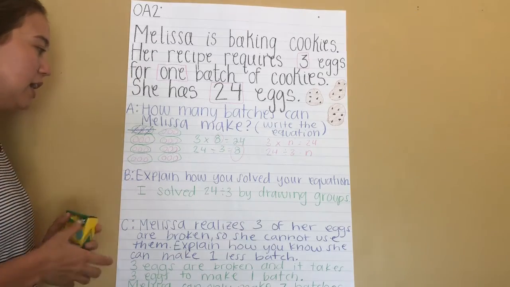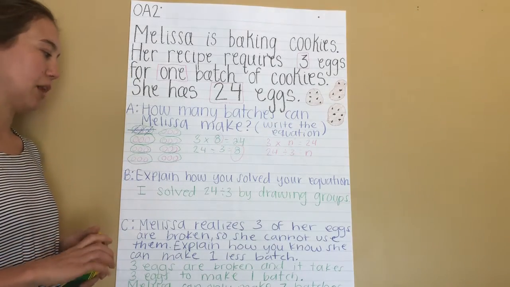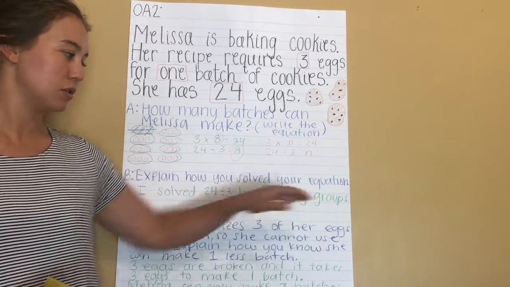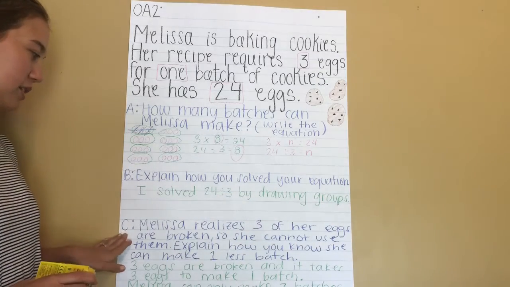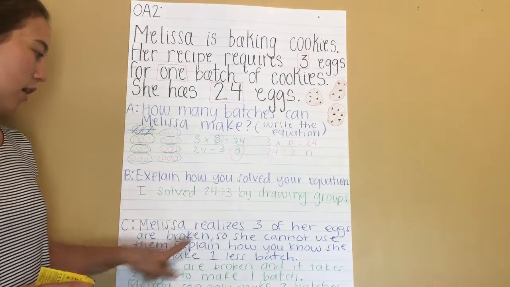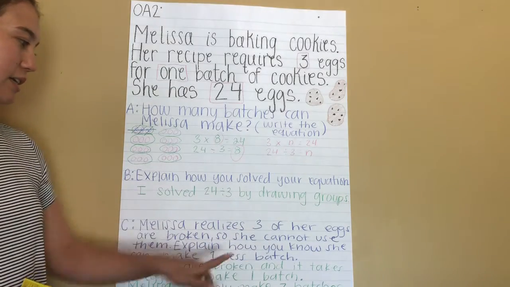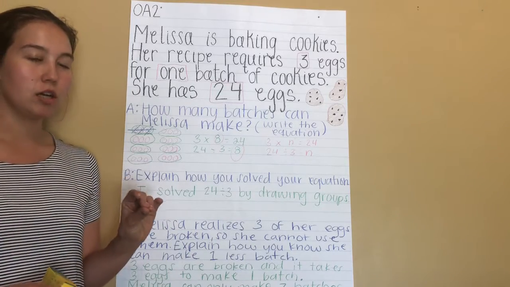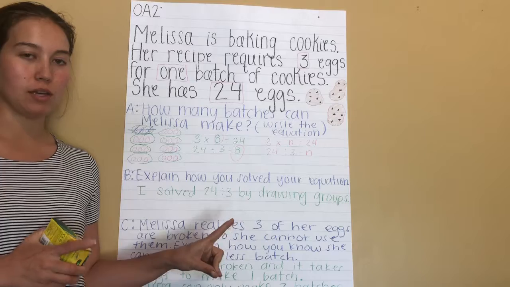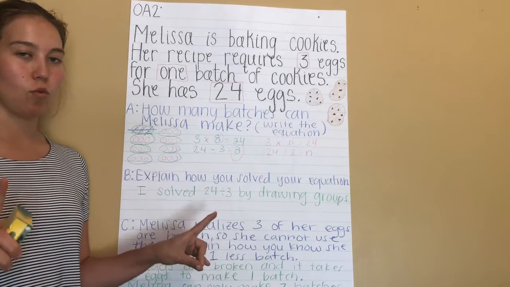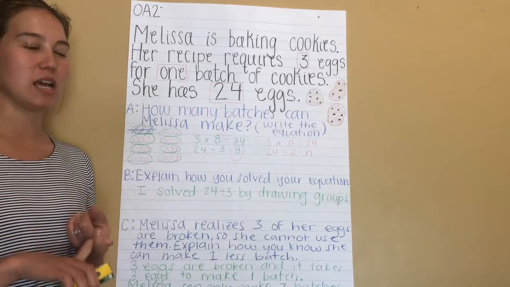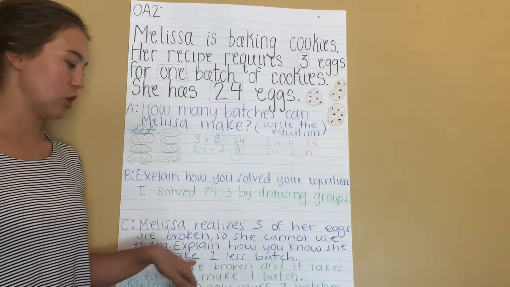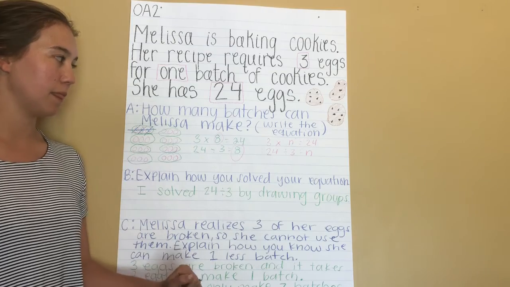For part B, I explained how I solved my equation. I explained my strategy of drawing groups. For part C, I had to think through the process and explain how I knew. I made the connection between 3 eggs being broken and 3 eggs being in 1 batch. That's the connection I needed to make to properly explain how I knew she can make 1 less batch.